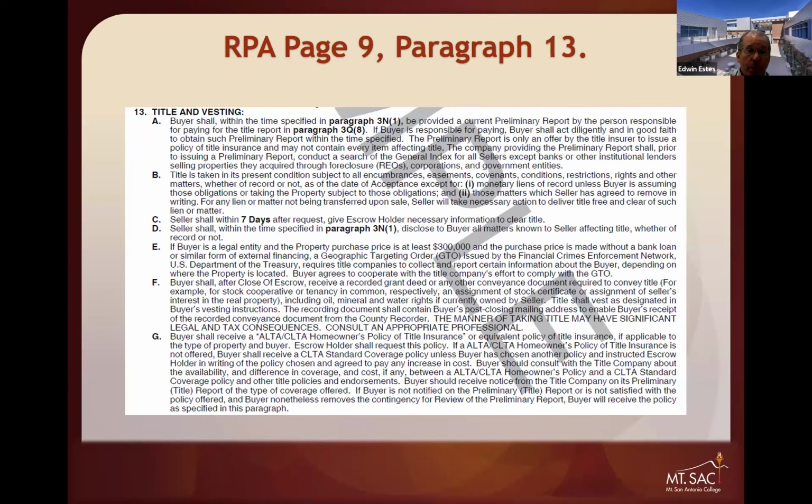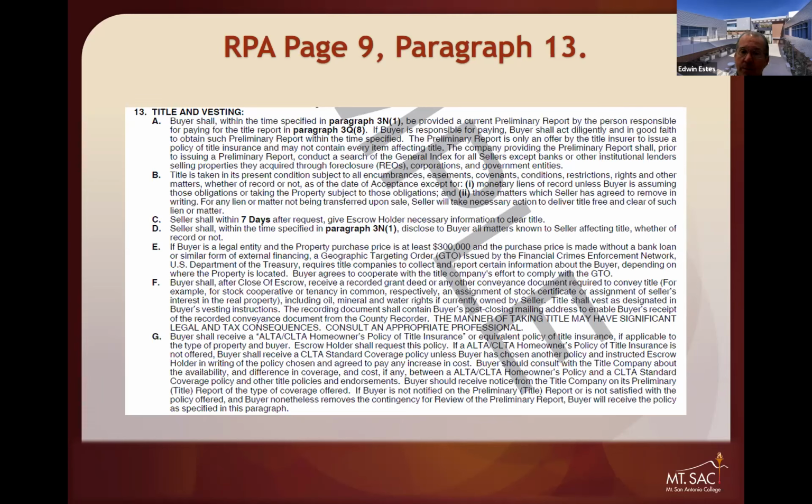You'll notice there under 13E, the geographic targeting order issued by the Financial Crimes Enforcement Network. And I believe LA County is still in this order. What does this have to do with? Money laundering. There have been cases where organized crime has decided to launder their money through the purchase of real estate. So when funds are coming in, title companies will try to ascertain who the person is, where the money is coming from, et cetera, et cetera.